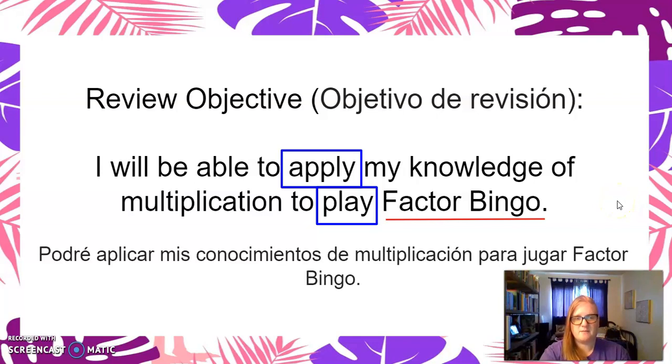All right, so our math objective for today is, I will be able to apply my knowledge of multiplication to play factor bingo.